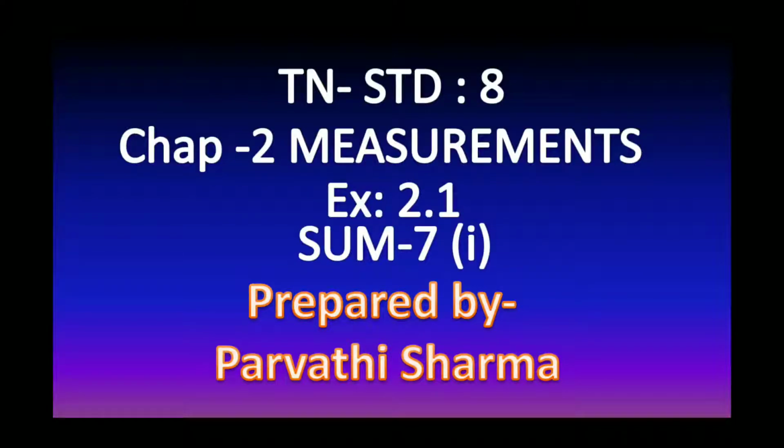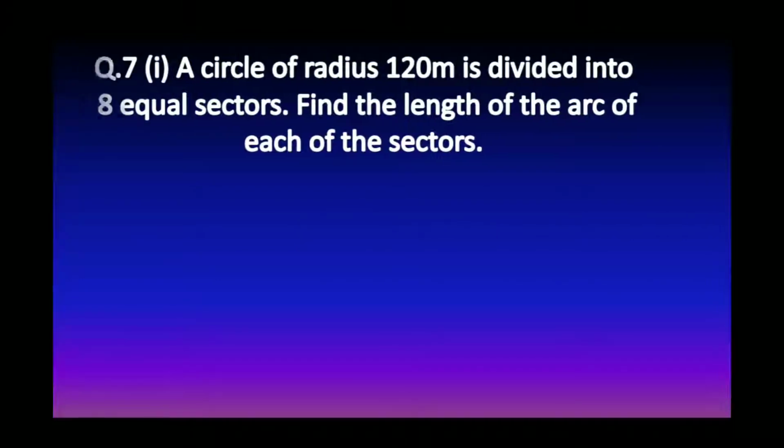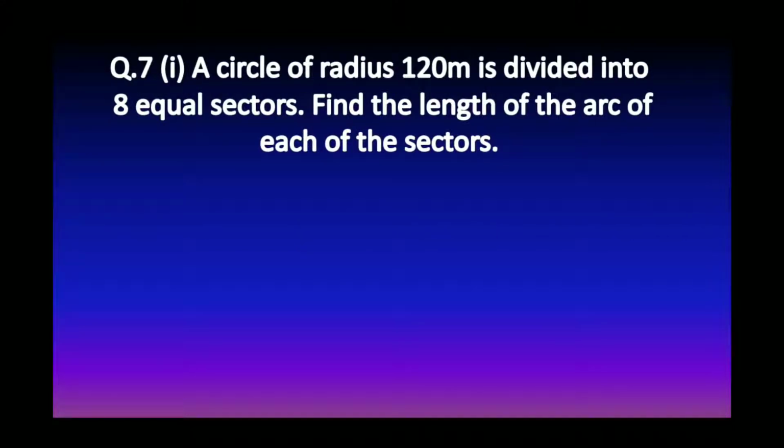Hello everyone. Today we are going to look into chapter 2 measurements, exercise 2.1, sum 7, the first one. Here the given sum is: a circle of radius 120 meters is divided into 8 equal sectors. Find the length of the arc of each of the sectors.